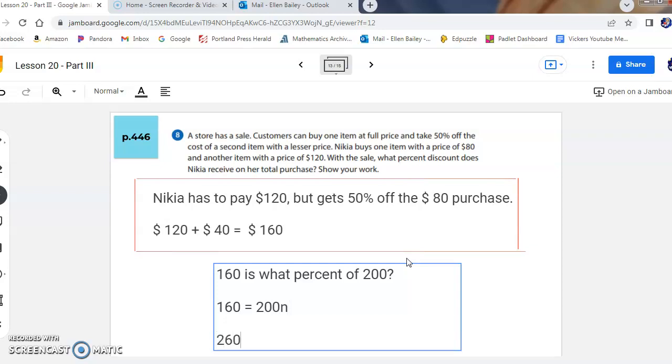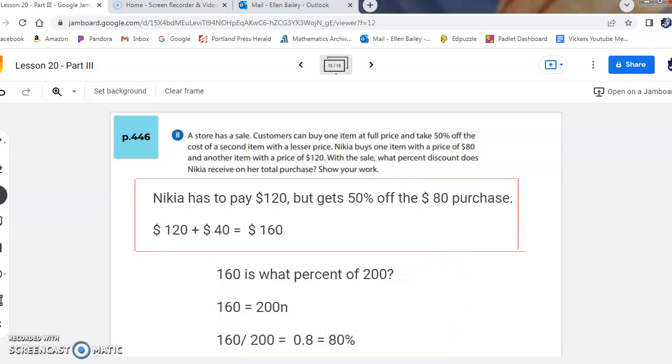So to get the answer, I really want to do this. 160 divided by 200. Right, and I'm just going to use my calculator that I have right now at my desk. I'm doing 160 divided by 200. When I do that, I get 0.8. Right? Well, now we just need to write that as a percent. So we move the decimal point 2 places to the right. That is 80%. So the correct answer is she gets an 80% discount.